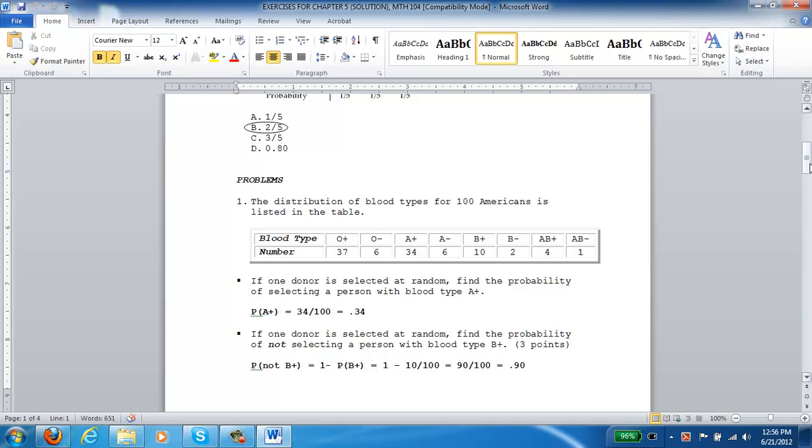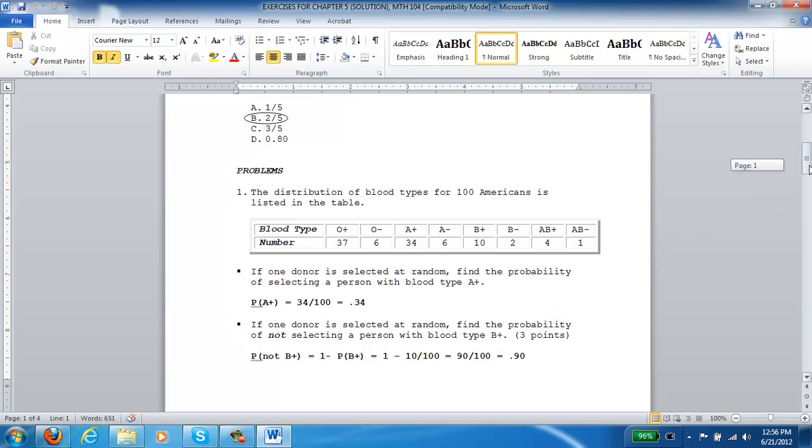Problem number 1. What is the probability of a person having blood type A+? First of all, we have to figure out how many people we have. And we have 100 Americans, and you can add all the numbers. 100. How many people have A+? 34. So the answer is 34 over 100, 0.34.